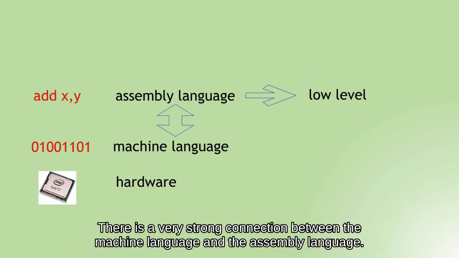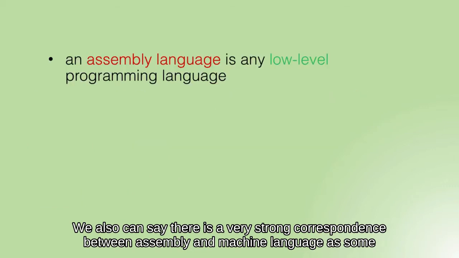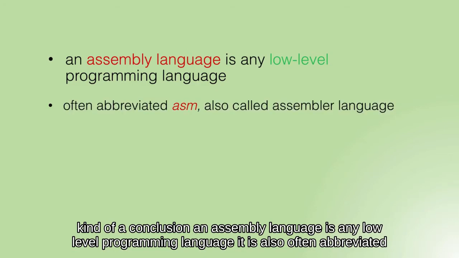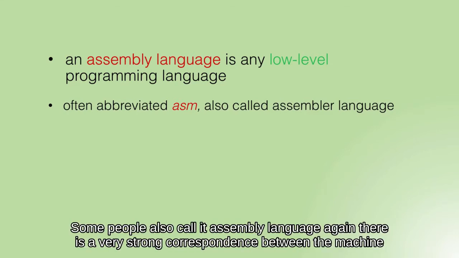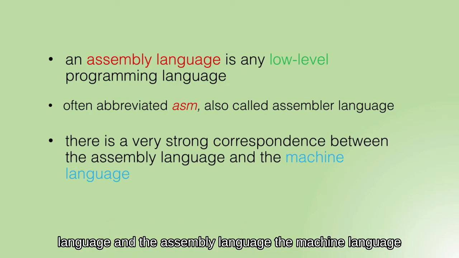There is a very strong connection between the machine language and the assembly language. We also can say there's a very strong correspondence between assembly and machine language. As some kind of a conclusion, an assembly language is any low-level programming language. It is also often abbreviated as ASM. Some people also call it assembler language. Again, there is a very strong correspondence between the machine language and the assembly language.